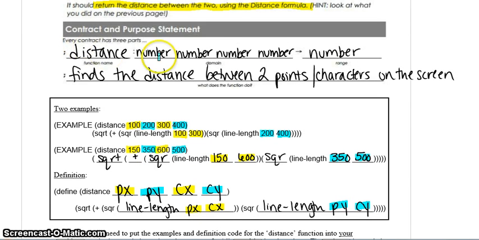So in addition to the contract and the purpose statement, we have finished our design recipe for the distance function. So you should be ready to finish up page 4 on your own by inserting this code into your video game, and make sure you get signed off at the bottom of page 4 to get credit. That's the end of this video.